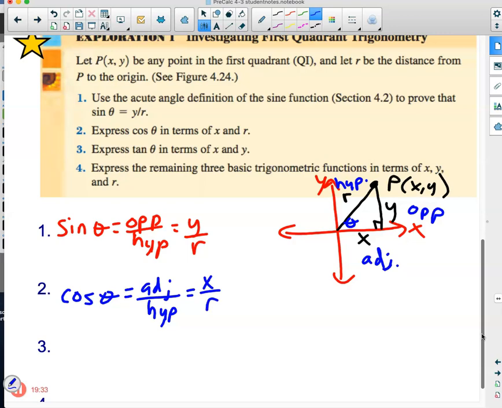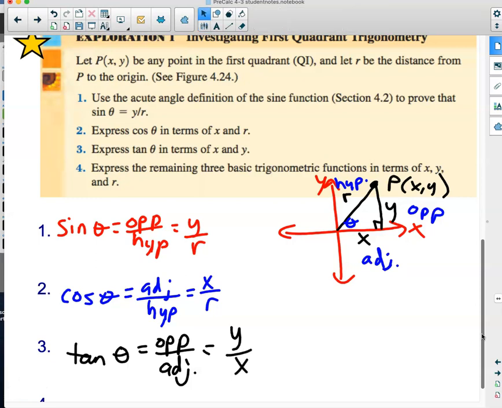And then number 3 says, what about tangent? Don't forget about the other primary trig function. And we know that as opposite over adjacent. So opposite over adjacent is going to be y over x. So we use that acute angle, like it said in number 1, and thought about what we got for sine, cosine, and tangent in 1, 2, and 3.